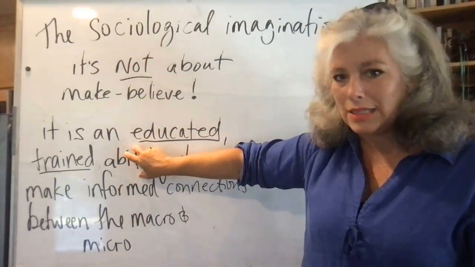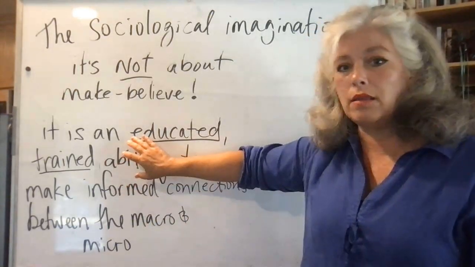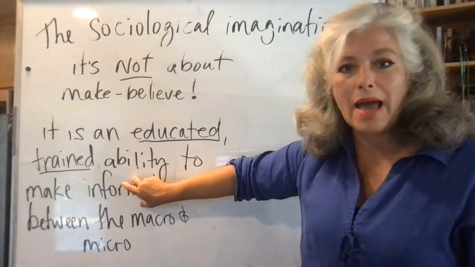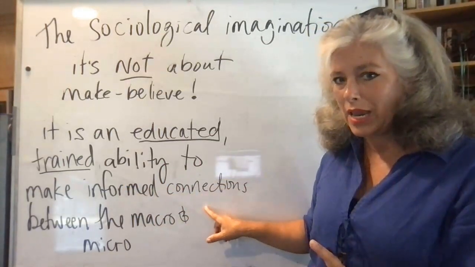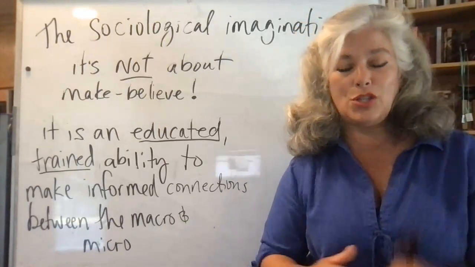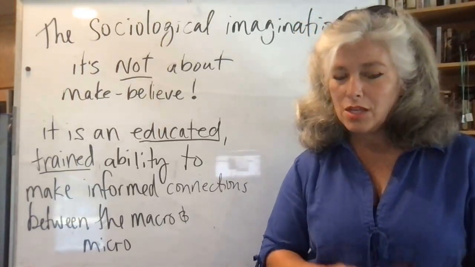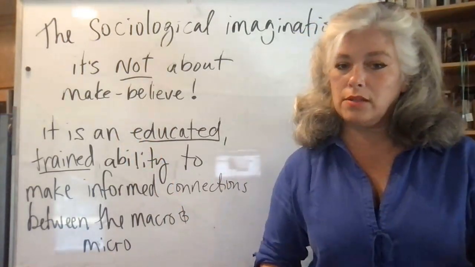It's about ability, educated, trained, systematic ability to use valid, reliable information that we have to make connections between that macro scale stuff and micro scale stuff that you were introduced to in a previous video. So, society has a macro scale side and society has a micro scale side.